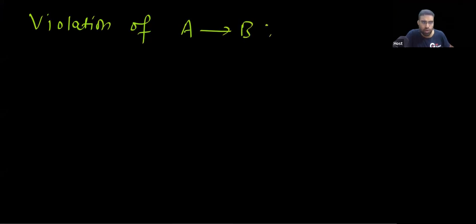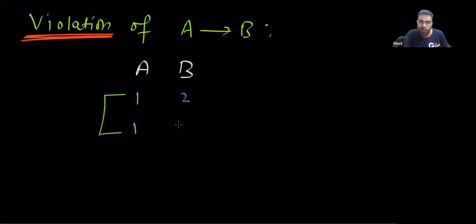Tell me one thing. How to create a violation of A determining B? If you want to create a violation of A determining B, then what do you need? Definitely you need this type of situation: two tuples have the same A value, but they have different B value. Is this clear?